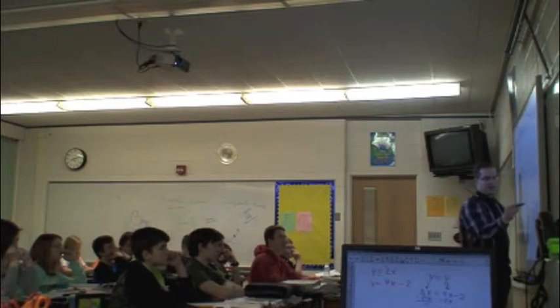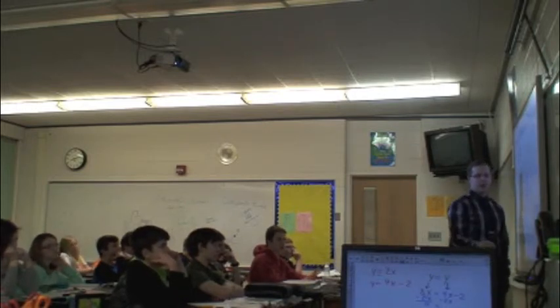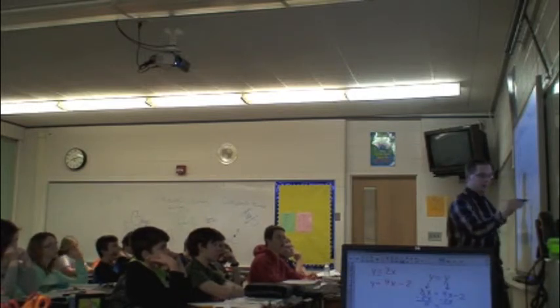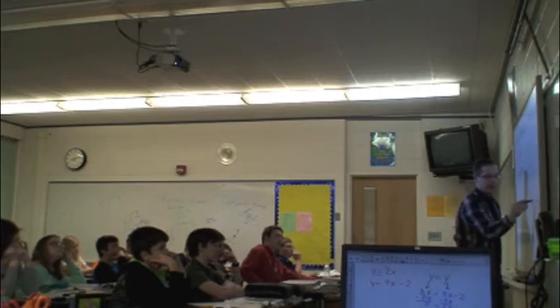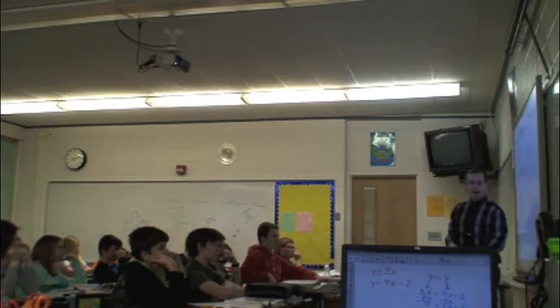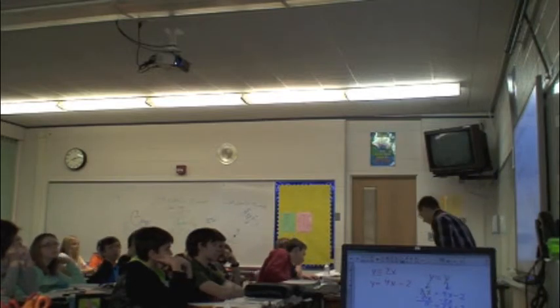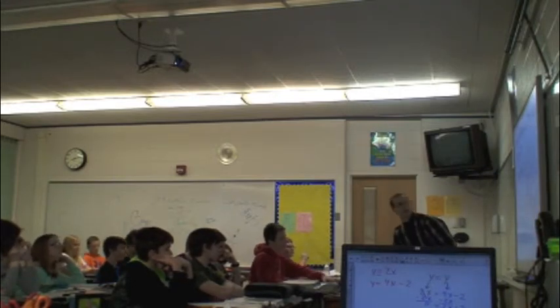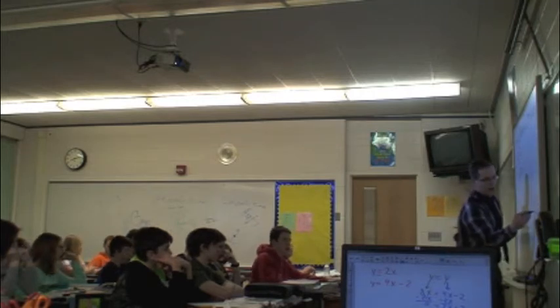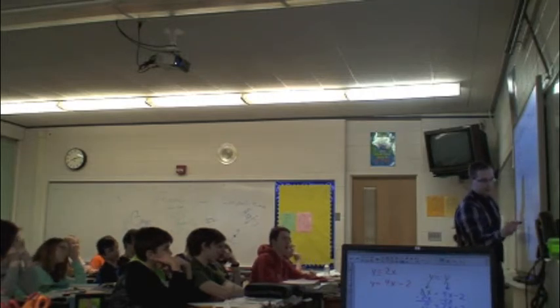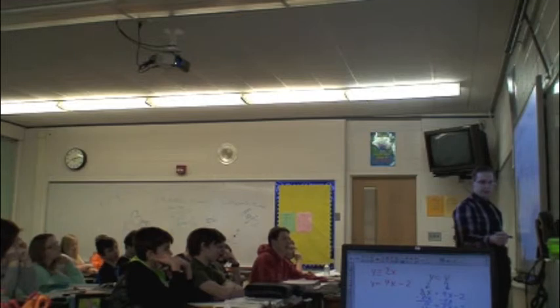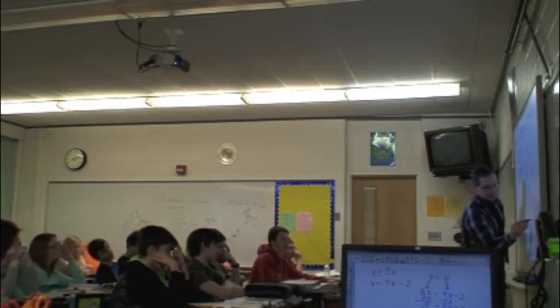2x minus 2x makes 0. 4x minus 2x is 2x. And I'm left with a minus 2. Now, I want to take this constant and move it over to the other side. What should I do? Add 2. Add 2. Okay? So you add 2 to both sides. So what's 0 plus 2? 2. And we're left with 2x.